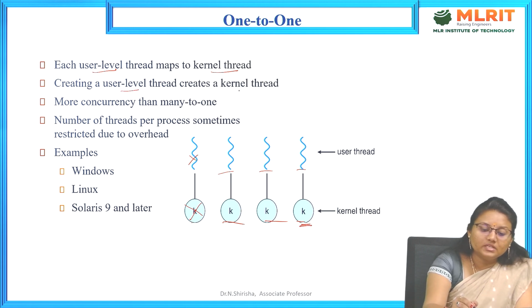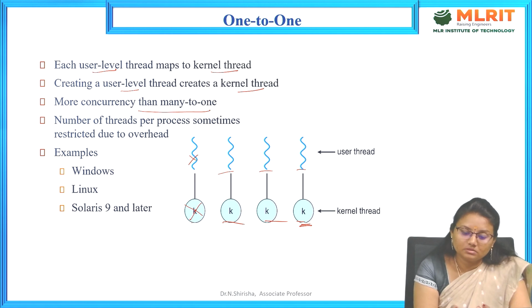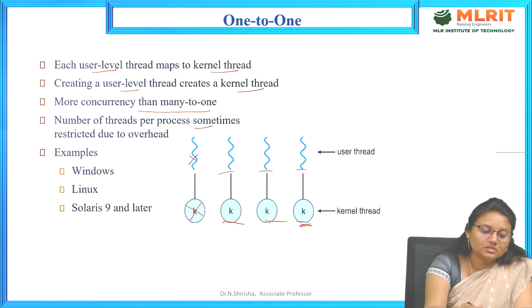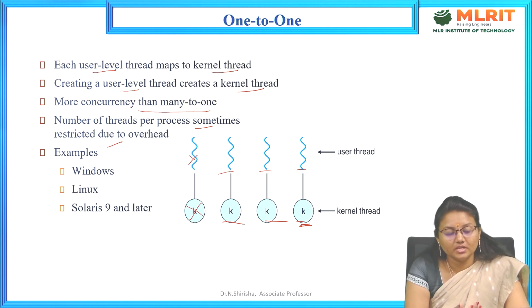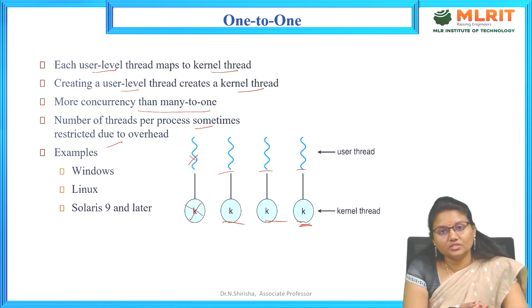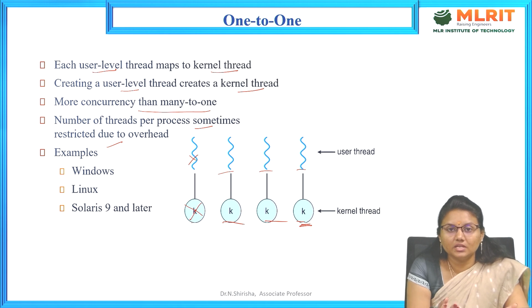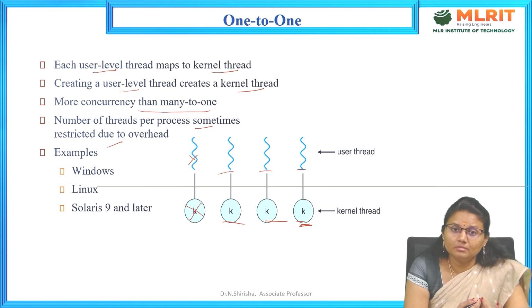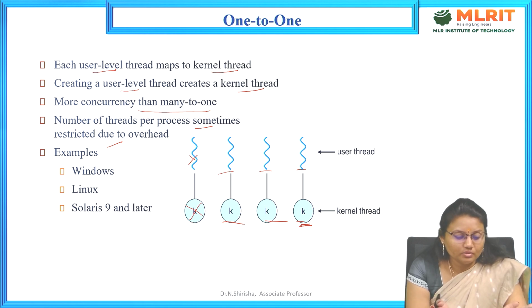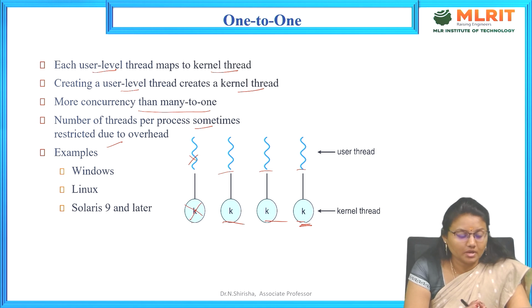Creating a user level thread creates a kernel thread, and there is more concurrency than many to one, because several other threads are executing in parallel. The number of threads per process is sometimes restricted due to the overhead. If you increase the number of threads, there will be a longer overhead, some interrupts, and a higher response time. So the number of threads can sometimes be restricted.